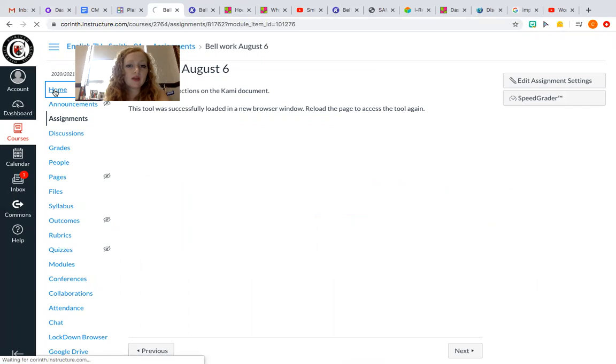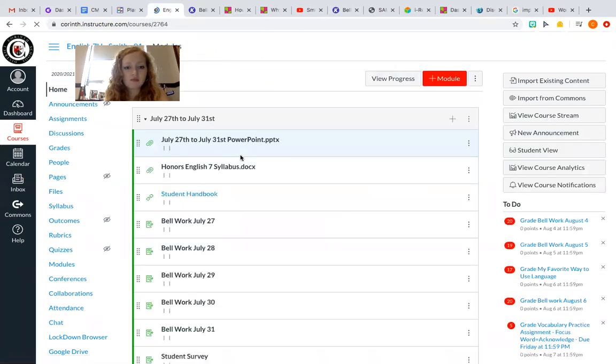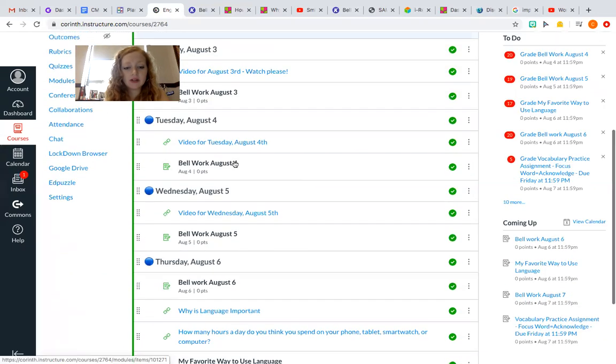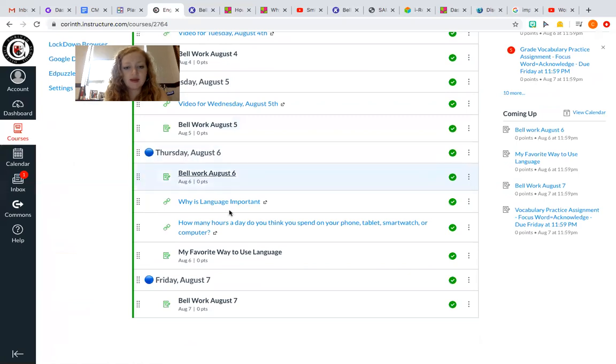So once you go back to home, okay, I want you to fill out these two Padlets if you can, okay? I'm not taking them for a grade, it's just a participation thing so that I can kind of get a gist of what you think.